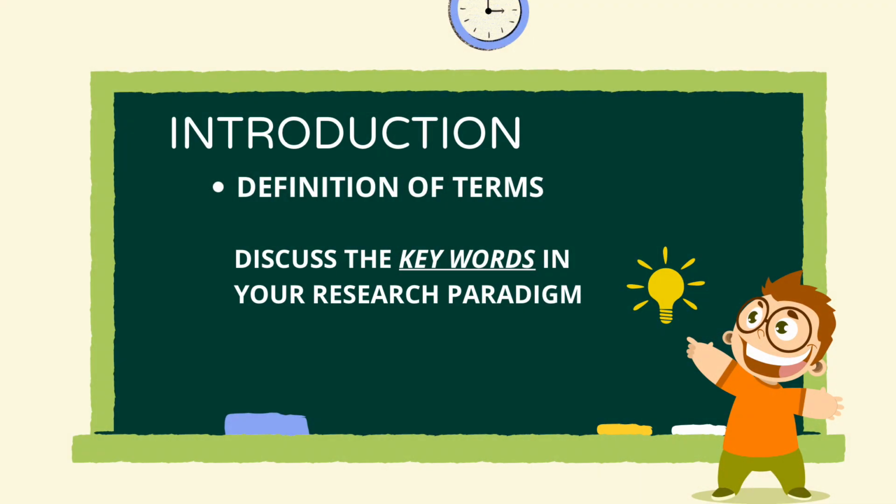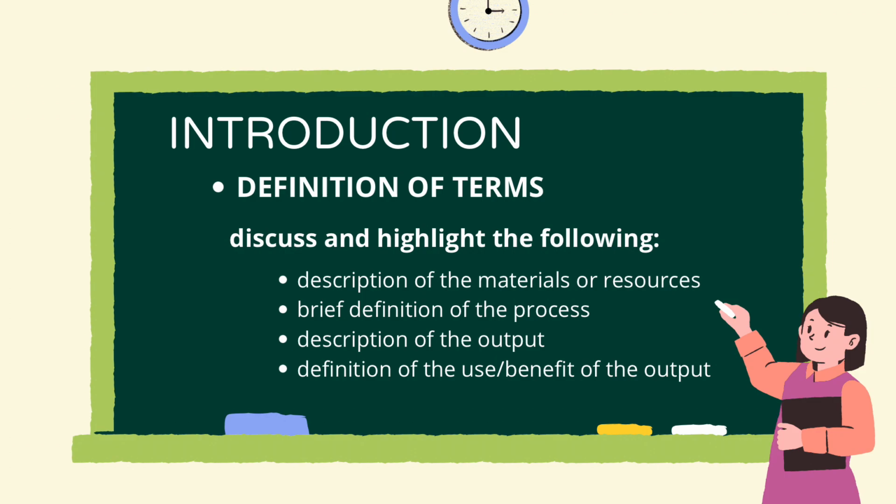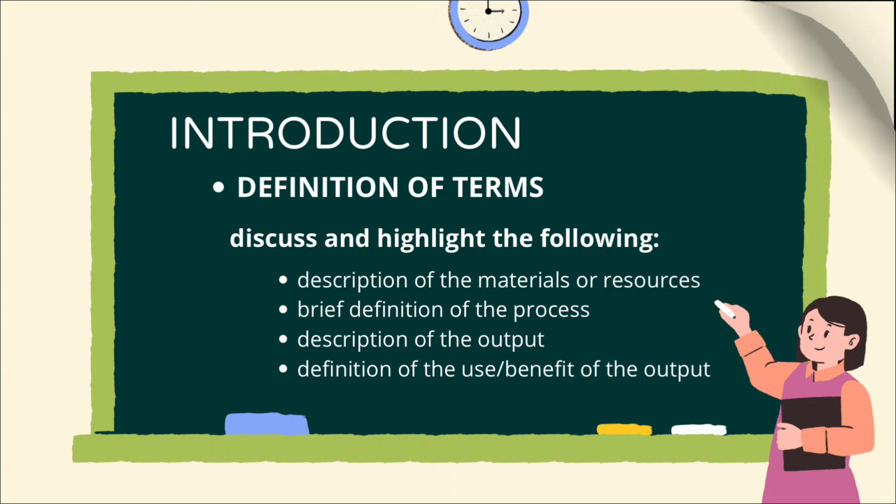The next part is the definition of terms. So you have to remember that you will only discuss the keywords in your research paradigm. So you have to discuss and highlight the description of the materials or the resources that you will be using. A very brief definition of the process. You can elaborate more of this in the next part, which is the methodology. And you have to write a basic description of your intended output and the definition of the use or benefit of the output. Remember that there are two types of definition, the conceptual and the operational. But since this will be an experimental study, you have to focus on the operational definitions for your paper.